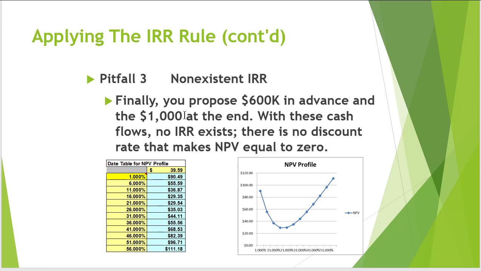The third, they refer to these as pitfalls, but the third category is what we refer to as a non-existent internal rate of return. You get 600,000 in advance and $1 million at the end, right? And again, with those cash flows, what you can see here is, if you look at the data, there is no negative net present values. So there is no point at which this curvilinear function crosses the 0 axis. So what that means is there is no internal rate of return answer.